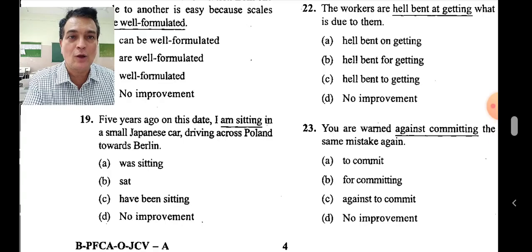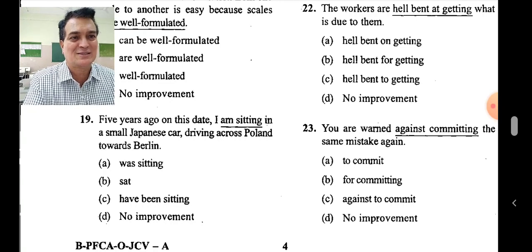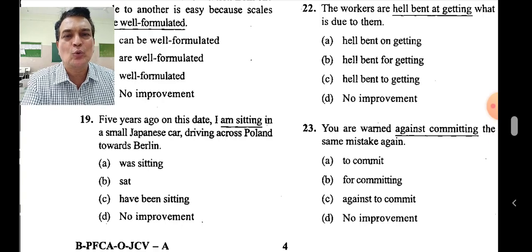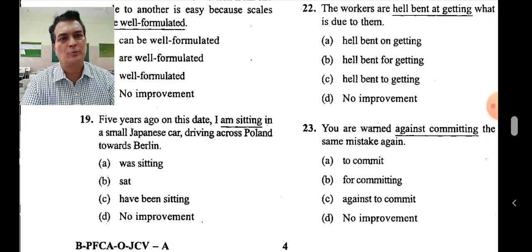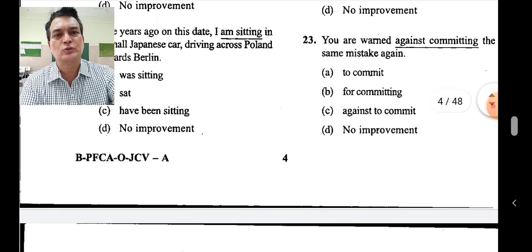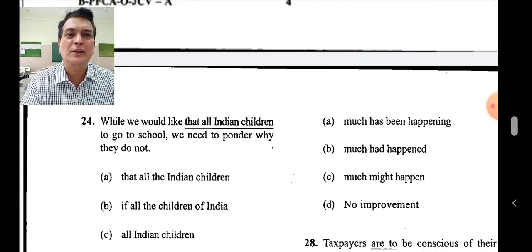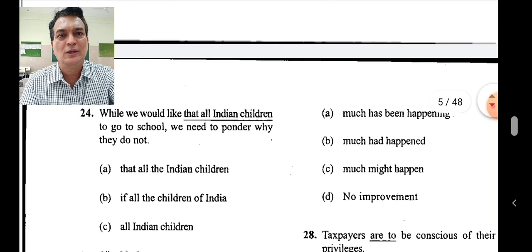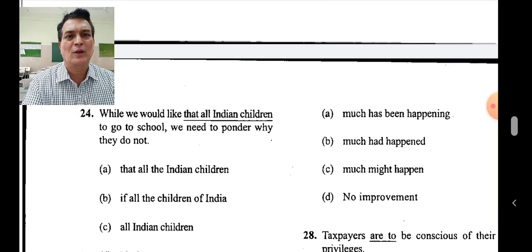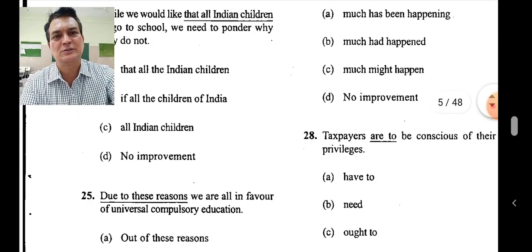Like accused of. You are warned against committing the same mistake again. It's a correct sentence. So what will be the option? D is the right option. So we'll go to the next question. Question number 24. While we would like all Indian children to go to school, so that is not required. So C is the right answer.